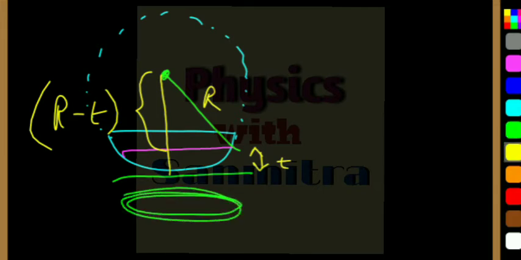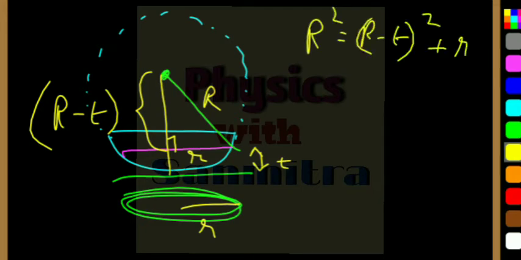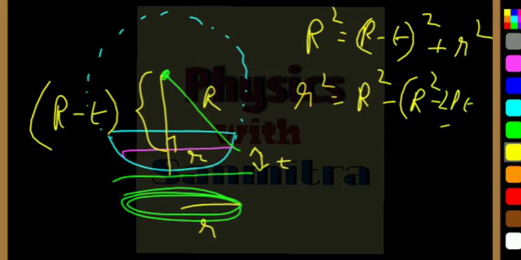So the radius of the ring, this one, I can say it will be smaller. So geometrically, these three, R minus T and R and the small r, form a right angle triangle. So we can write R square is equal to R minus T whole square plus small r square. If I solve it, I am taking R minus T whole square on the right hand side: R square minus 2RT plus T square.